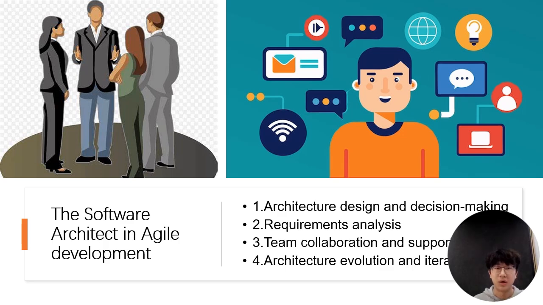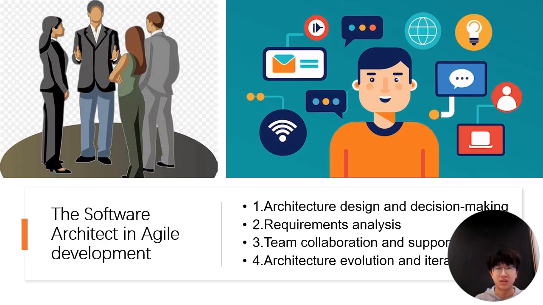Here is a role named the software architect in agile development. So what does he need to do? Here I also list 4 tasks that the software architect needs to do. But what I want to mention is the third one, team collaboration and support. Here, architects need to establish effective communication channels between different teams, such as development, testing, and operations, to ensure the flow and sharing of information.